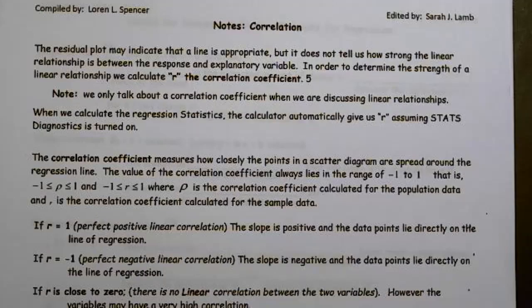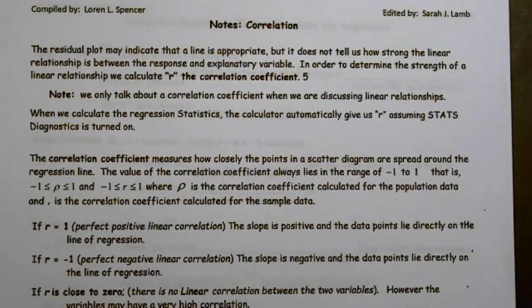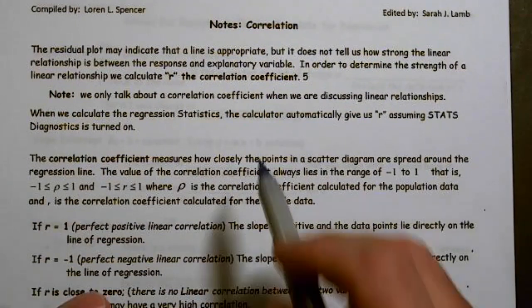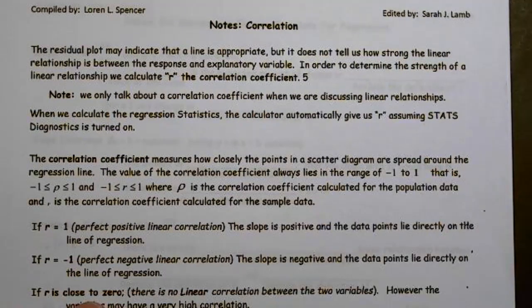Okay, this video is going to focus on correlation, which just talks about the strength of a linear relationship. Our previous video, the residual plot, talked about whether or not a linear equation was the most appropriate, but it does not tell us how strong that linear relationship is. So we calculate something called R, which is the correlation coefficient. We only talk about the correlation coefficient when we're talking about linear relationships.